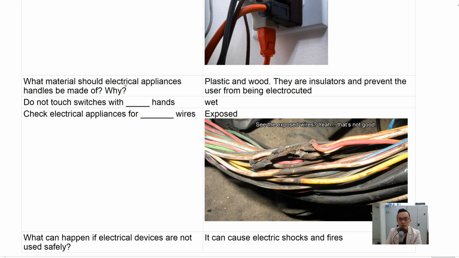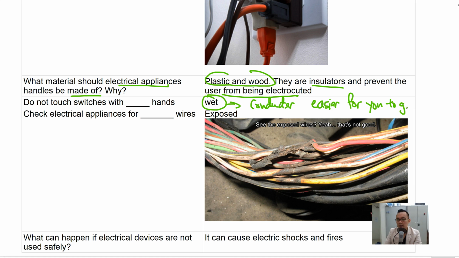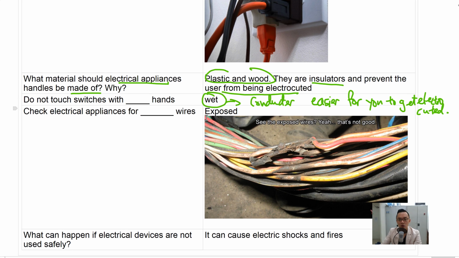Okay, so what material should appliance handles be made of? Plastic and wood. Why? Because they are insulators and they prevent the user from being electrocuted. Do not touch switches with wet hands, because water is a better conductor. Water will help your skin conduct electricity better, so it is easier for you to get electrocuted. Alright, check appliances for exposed wires.